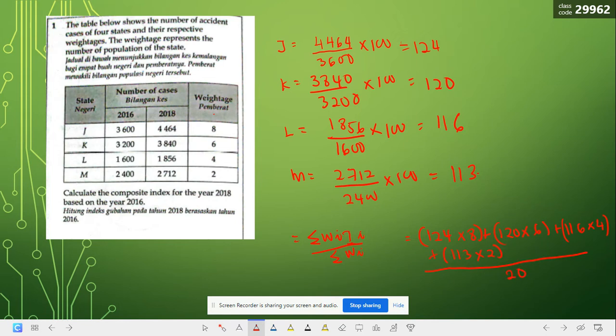Okay, so we calculate 124 times 8 plus 120 times 6 plus 116 times 4 plus 113 times 2, divided by 20. So you get around 124.1. So it increased 24.1%. Okay, so that's how you find it. You need to know the price index.